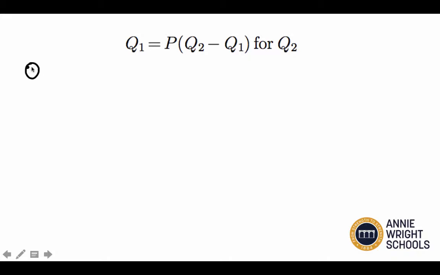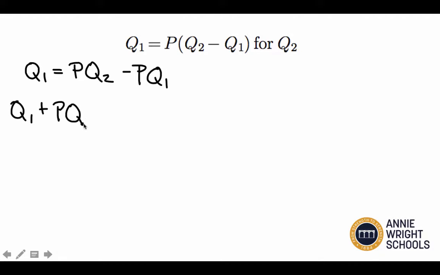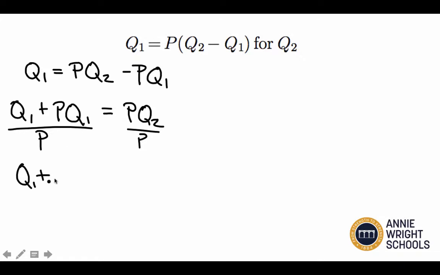Some kids will start and say, all right, Q1 equals PQ2 minus PQ1. That's excellent. You've distributed the P. Now we're going to add PQ1 to both sides: Q1 plus PQ1, and we set that equal to PQ2. Now we're going to divide by P. If I divide one side of the equation by P, I have to divide the entire other side by P. So I get Q1 plus PQ1 divided by P equals Q2.